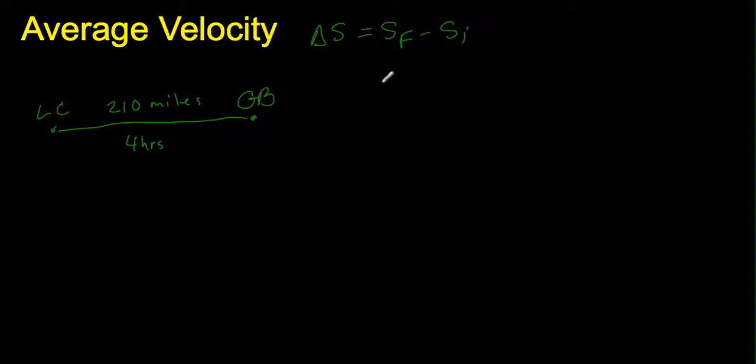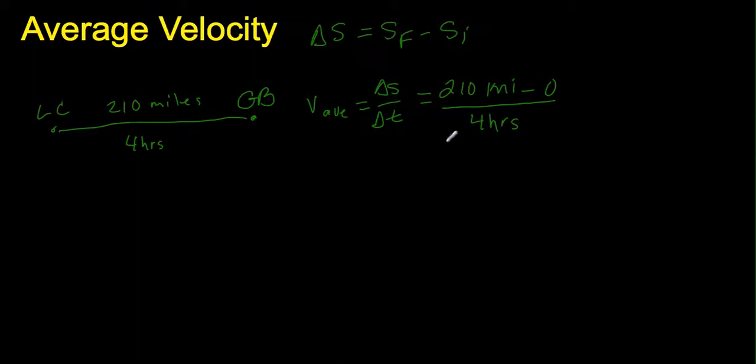So if we know our change in distance divided by our change in time, we are going to call that our average velocity. So average velocity in this case would be 210 miles minus 0, because that's what we started at, divided by 4 hours, and it ends up being 52.5 miles per hour. Now that does not mean we always were traveling 52.5 miles per hour.